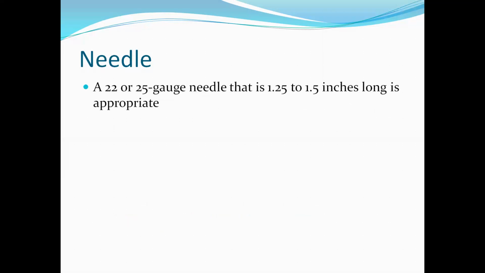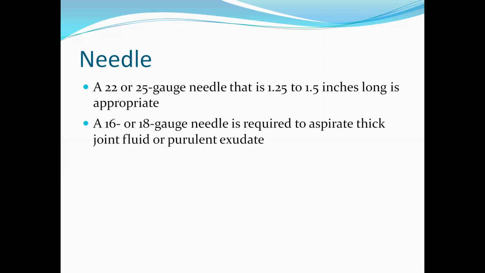So we use different size needles for different joints, whether it's a deep-seated joint or a superficial joint. Normally we use a 22 or 25 gauge needle, that is 1.25 to 1.5 inches long. That is most appropriate. And a 16 to 18 gauge needle is required for aspiration when you suspect an infected joint. For arthrocentesis, if you want to aspirate pus, you need a larger bore needle like 16 or 18 gauge, which helps in aspirating the joint. And sometimes a spinal needle of around 20-22 gauge is required for injecting deeper joints like the hip joint or shoulder joint.